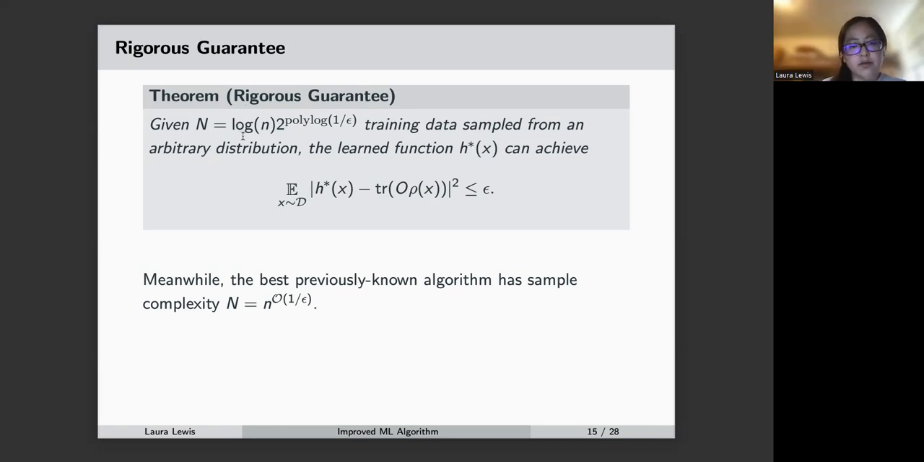And if we also include the scaling in 1 over epsilon, then the previous sample complexity was exponential in 1 over epsilon, while ours is 2 to the polylog 1 over epsilon, which is quasi-polynomial. And as I mentioned before, the other small improvement that we have is that the training data can be sampled from any arbitrary distribution D, whereas before it could only be sampled from uniform.